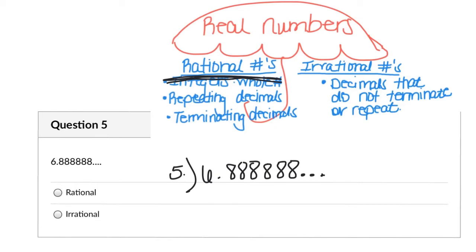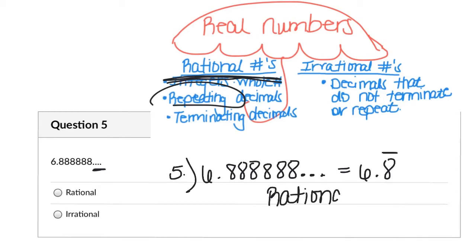or doesn't repeat? Now, I know these dots mean it continues. However, if I look at the digits, these digits are repeating. The best way to write this would be 6.8 with a line over the 8, which means that that repeats. But if I look at the digits themselves, that 8 is repeating. So this is rational. And I had to write mine down here because I didn't have enough room. And it is rational because it repeats.